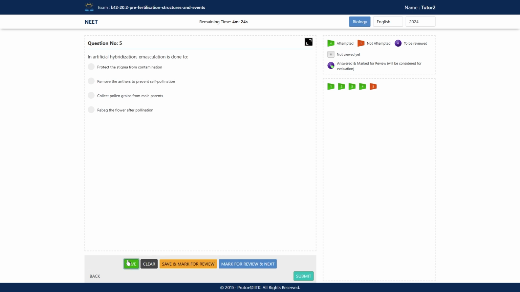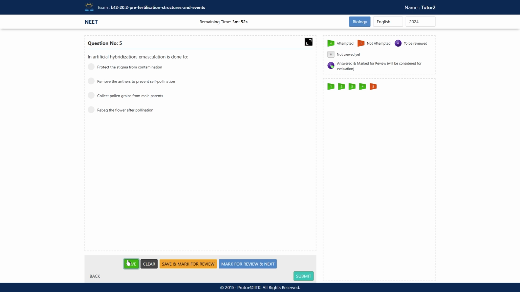So the next question is here. In artificial hybridization, emasculation is done. Why is the emasculation done? A, protect the stigma from contamination. B, remove the anthers to prevent self-pollination. C, collect pollen grains from the male parents. And D, rebag the flower after pollination.